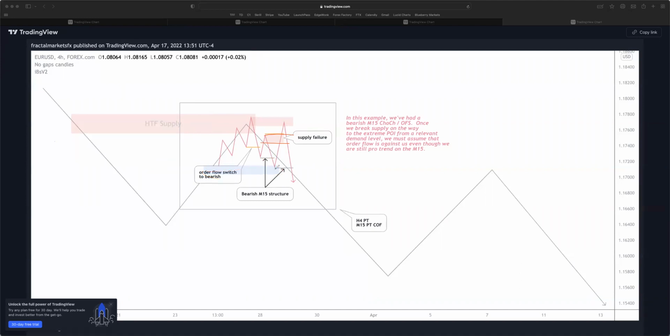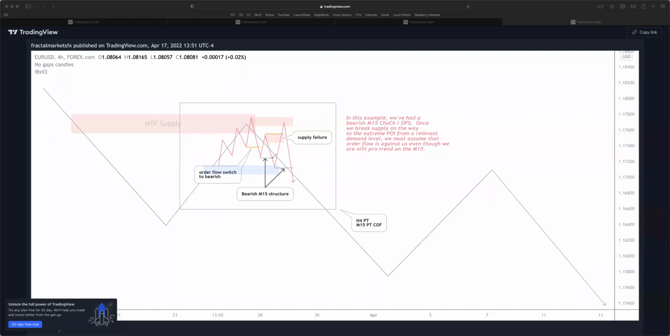Once we break above, order flow is now basically against us because we've essentially run this. We've run a supply chain. Basically, our supply chain has failed, but we're still assuming that we are going to continue this way because we have all sorts of other contributing factors, higher time frame supply. We're going to use this as inducement into the extreme. You know what I mean? This is not to have liquidity concepts taken into consideration. It is about just having more of a granular understanding of what this concept is.